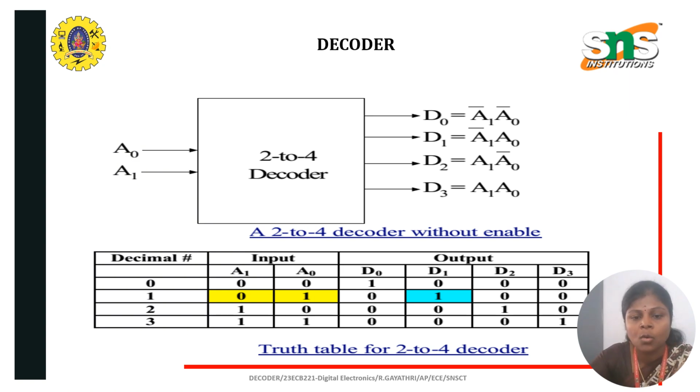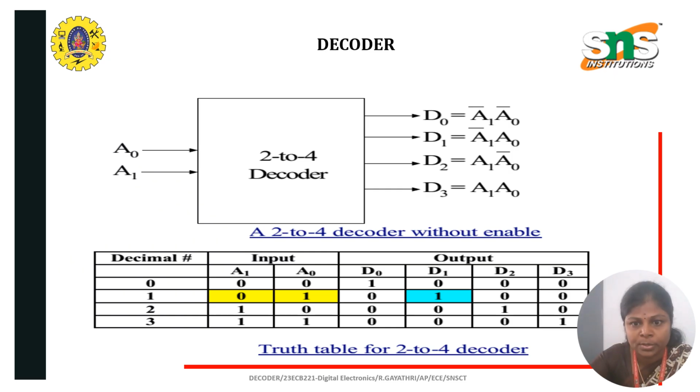First we are going to discuss the decoder without the enable pin. For the inputs A1 and A0, 0 0, 0 1, 1 0 and 1 1, the outputs are as follows. When the input is 0 0, D0 will be on. When the input is 0 1, D1 will glow. When the input is 1 0, the output will be D2. Then for 1 1, D3 will be 1.